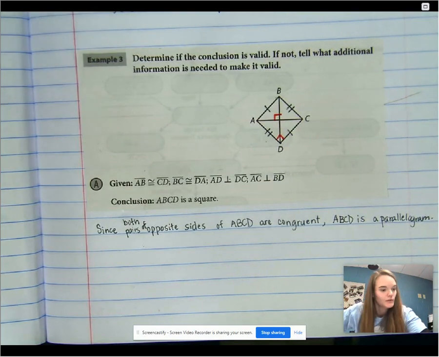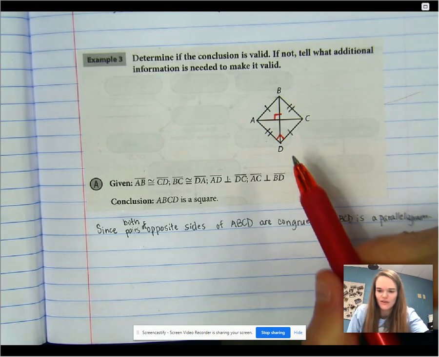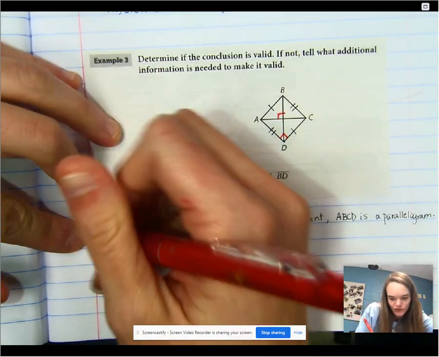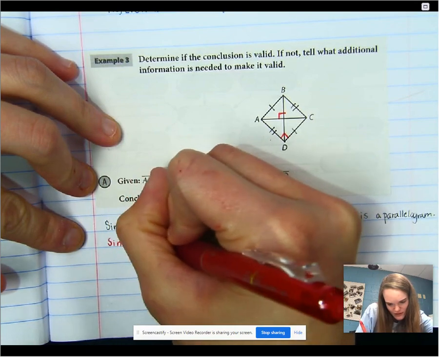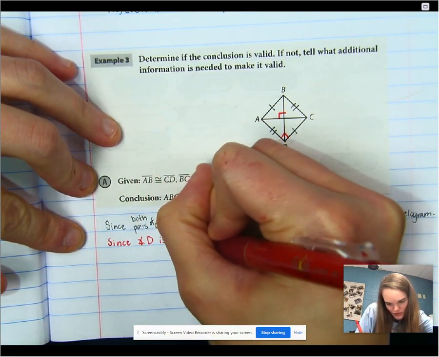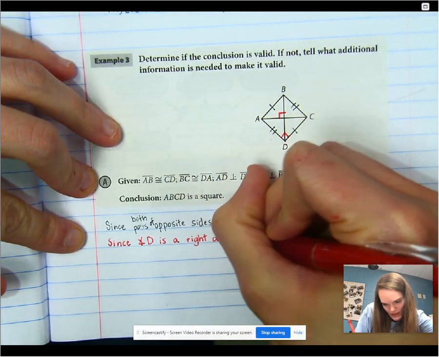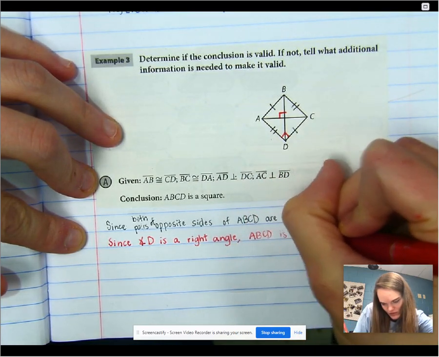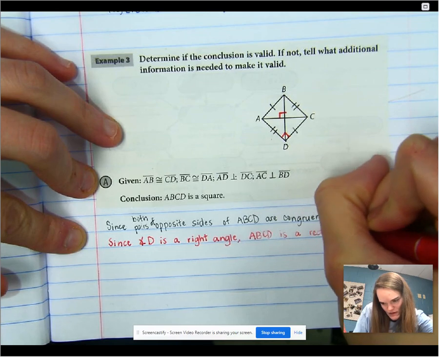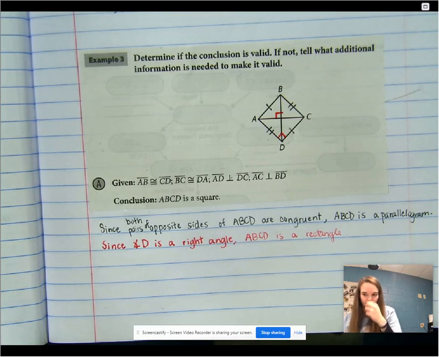Now, is it a rectangle? Let's look at the conditions for rectangles. All right, if one angle of a parallelogram is a right angle, that's the first condition. Do we have that? Yes, we do, right here. Since angle D is a right angle, ABCD is a rectangle. Of course, if you were actually doing a formal proof, the reason would be condition of a rectangle.